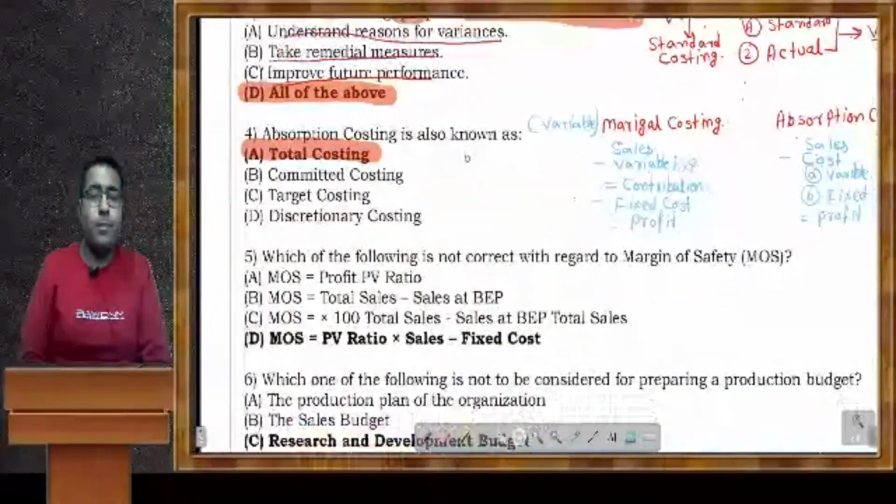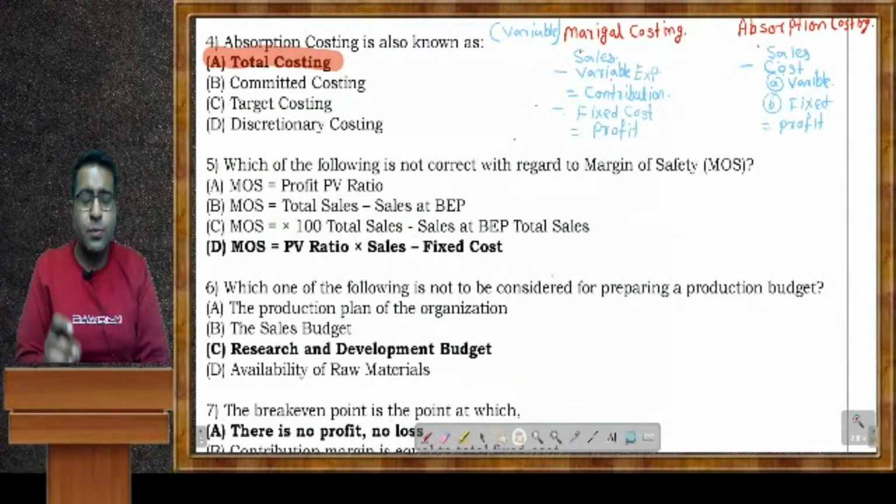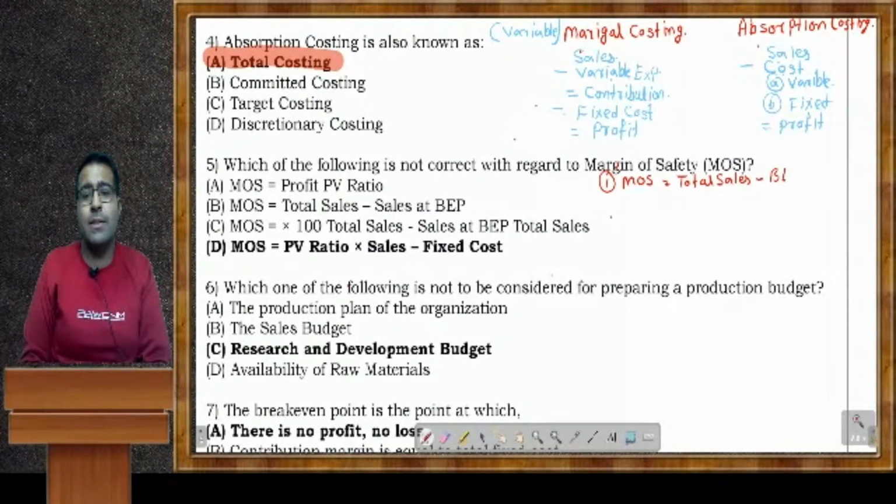Okay. Now, which of the following is not with regard to margin of safety? What do you mean by margin of safety? It is a point at which we get profit. If we want to earn profit, it is a point which is more than the BEP sales. So the first formula of margin of safety is total sales minus BEP sales.